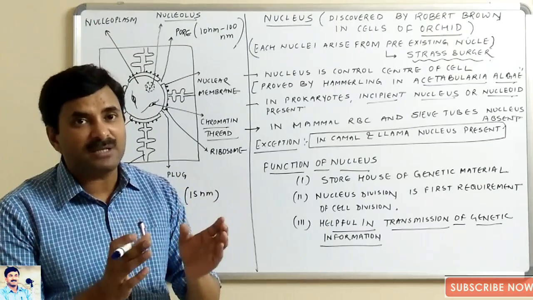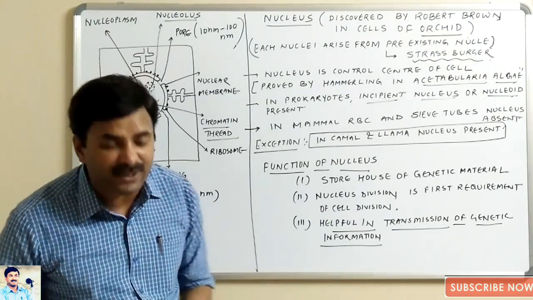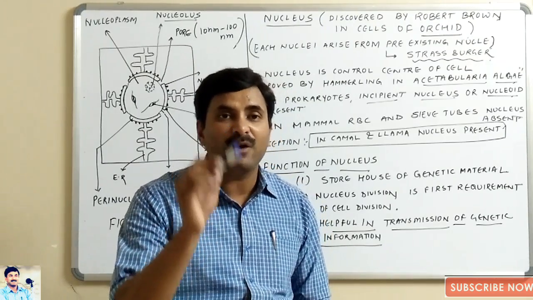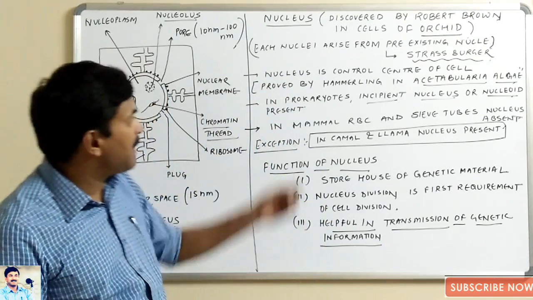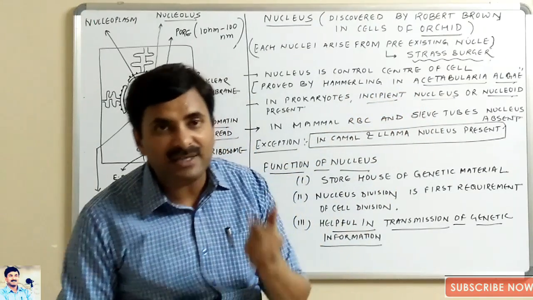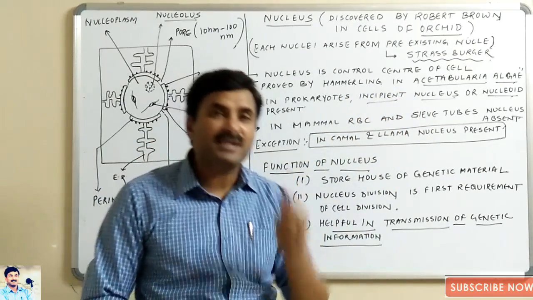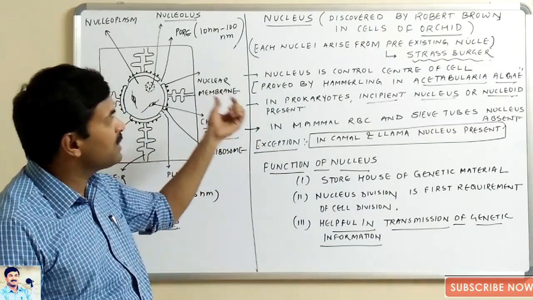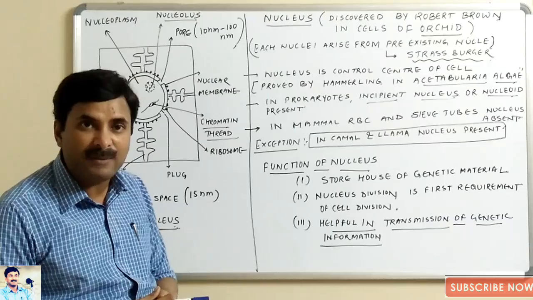This statement, that it is the control center of the cell, was first given by a scientist known as Hammerling. Hammerling did his experiments on a unicellular alga known as Acetabularia and came to the conclusion that the nucleus is the control center of the cell.